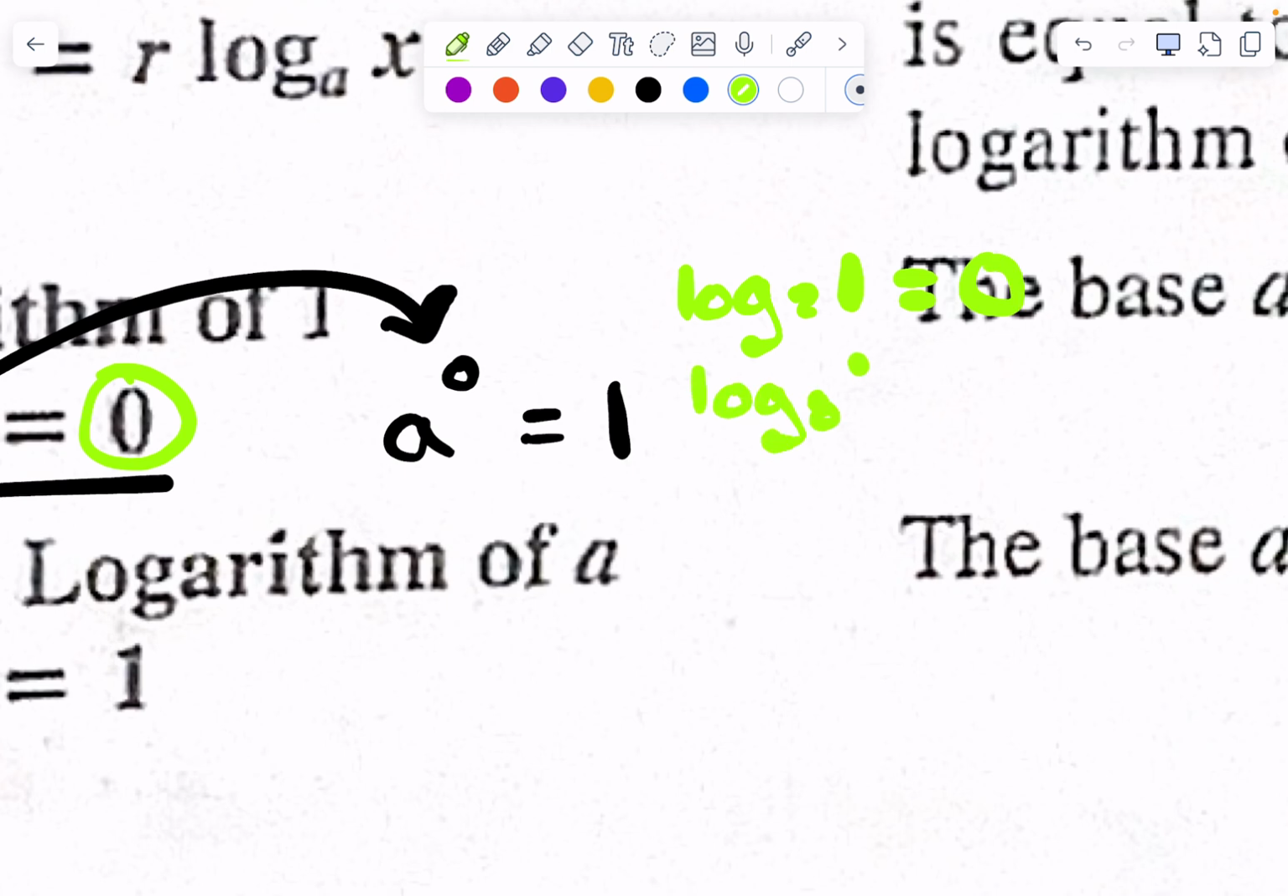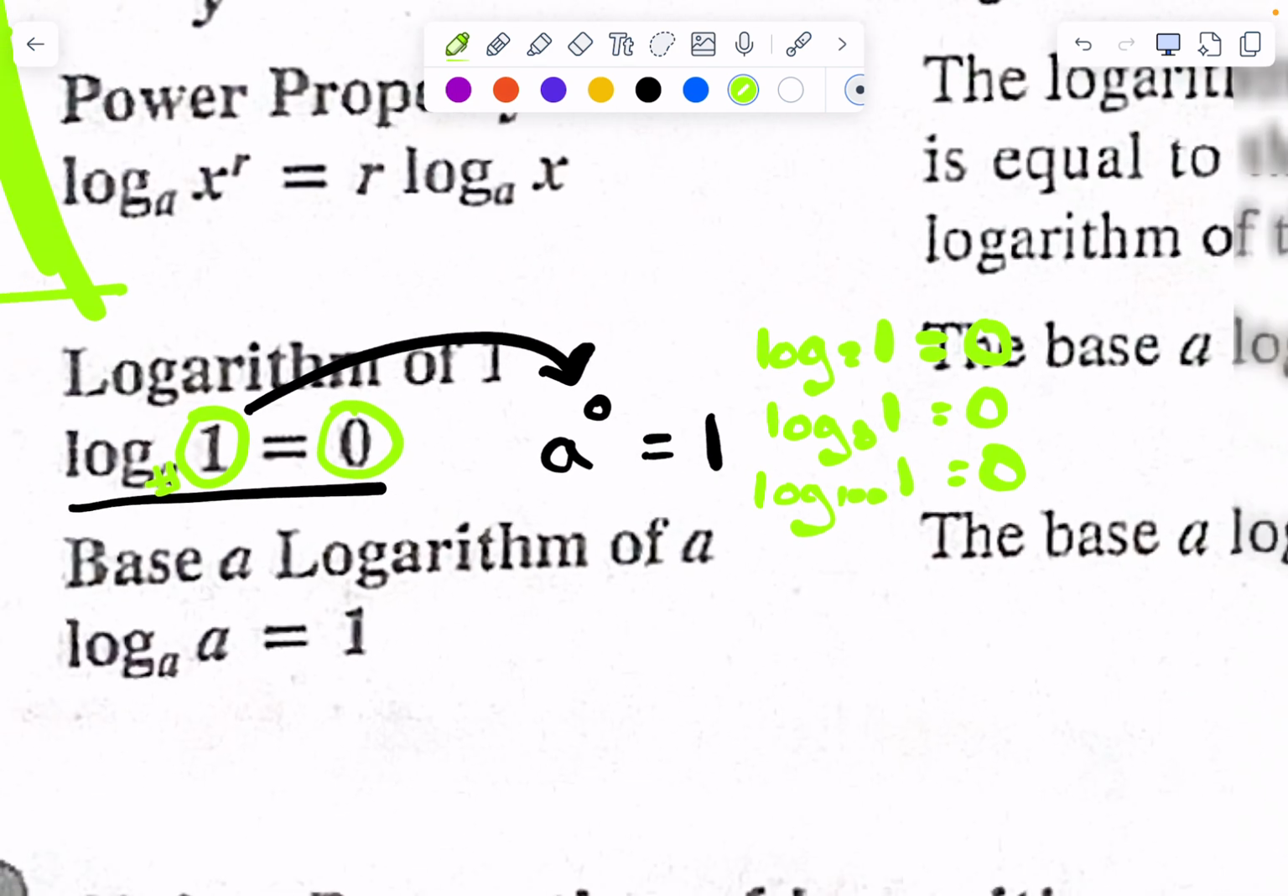So this is like saying log base 2 of 1 is going to be 0. Log base 8 of 1 is going to be 0. Log base 100 of 1 is going to be 0, because anything to the 0 power is 1. You see how that works? Okay, so that's what that is illustrating there.